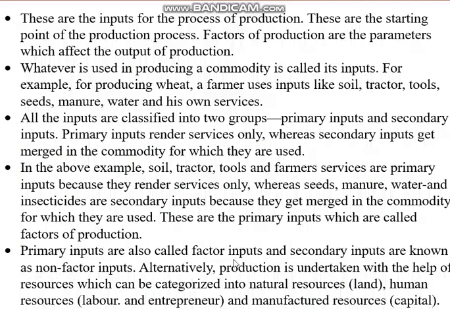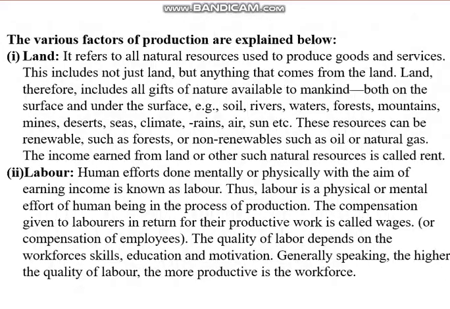Primary inputs are called factor inputs, and secondary inputs are known as non-factor inputs. Alternately, production is undertaken with the help of resources which can be categorized into natural resources, which is land, a natural resource. By nature it is available there. You and I have not created it. It was there. Then human resources like labor and entrepreneur, and manufactured resources, like capital, meaning money and other things.